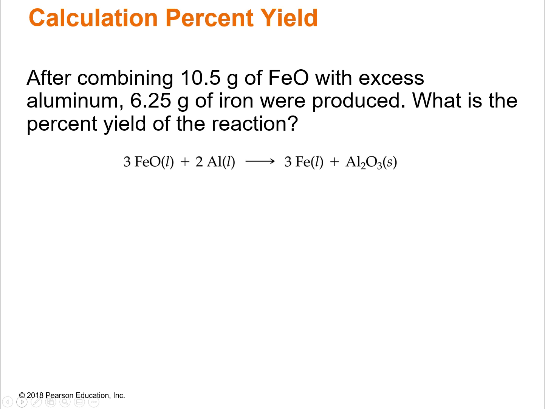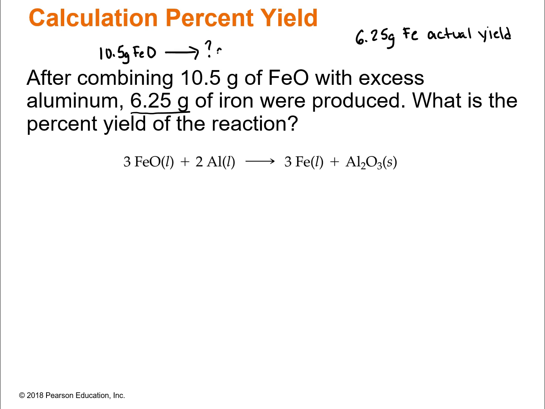So you're taking 10.5 grams of iron 2 oxide with excess aluminum, and you get 6.25 grams of iron. You have to figure out what the percent yield is. The 6.25 grams, that's your actual yield. The 10.5 grams of iron 2 oxide, that's what you started with.